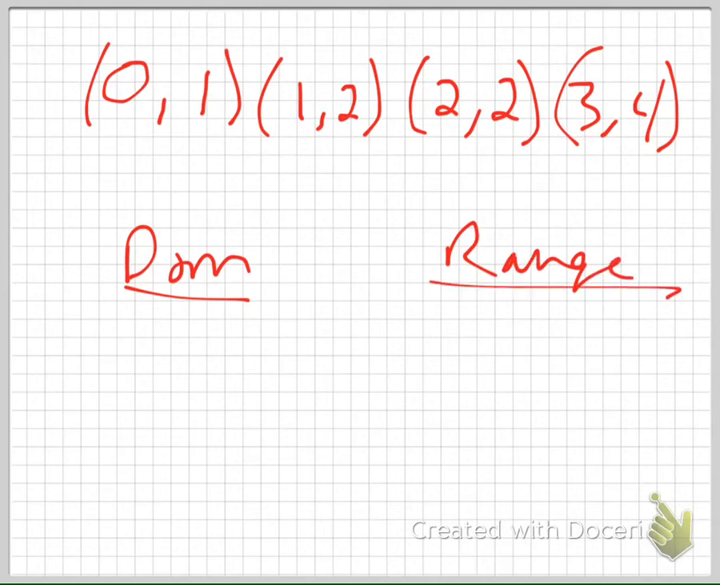Okay, what were all the things that were entered in? What were the numbers that were entered in? 0, 1, 2, and 3. And what are the numbers that came out? 1, 2, and 4. Those are the only numbers that came out. Does that make sense? Yeah.